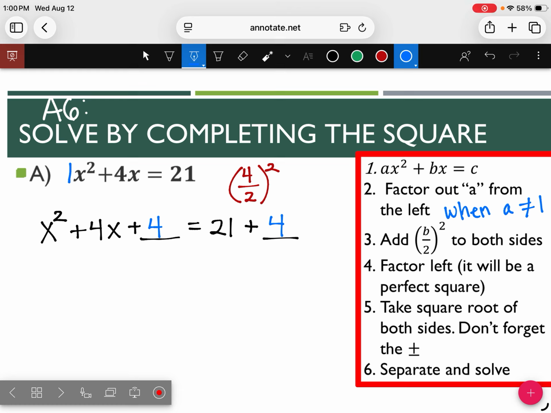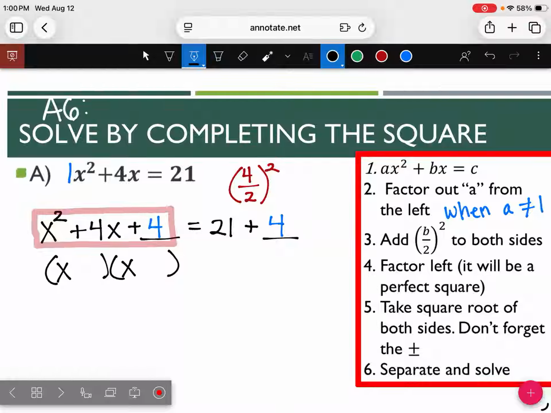Step 4 is factor the left. So only this side. I'm going to factor that down, and it will be a perfect square. So what I need to do when I'm factoring this down, make my 2 parentheses. I know I'm doing a shortcut because A is 1. Put my X in front.